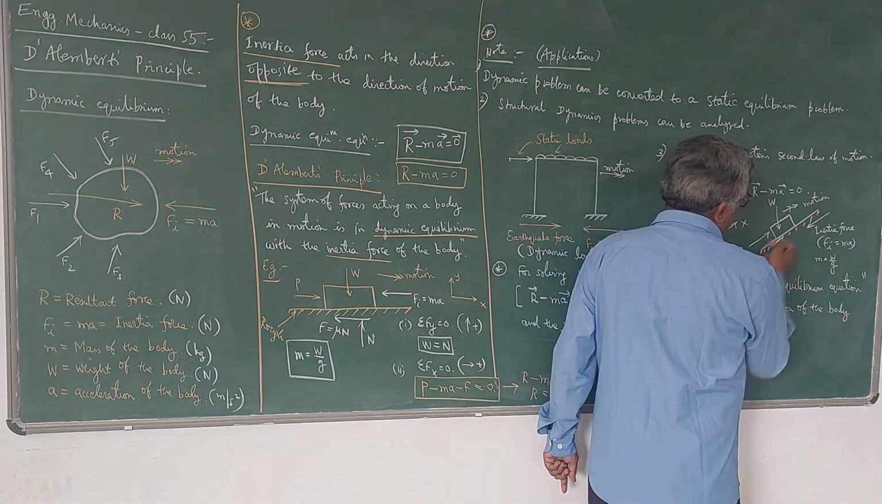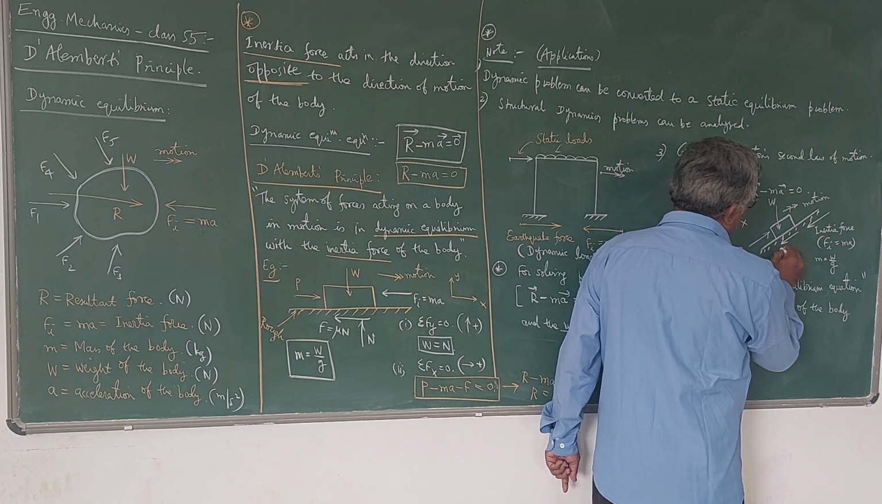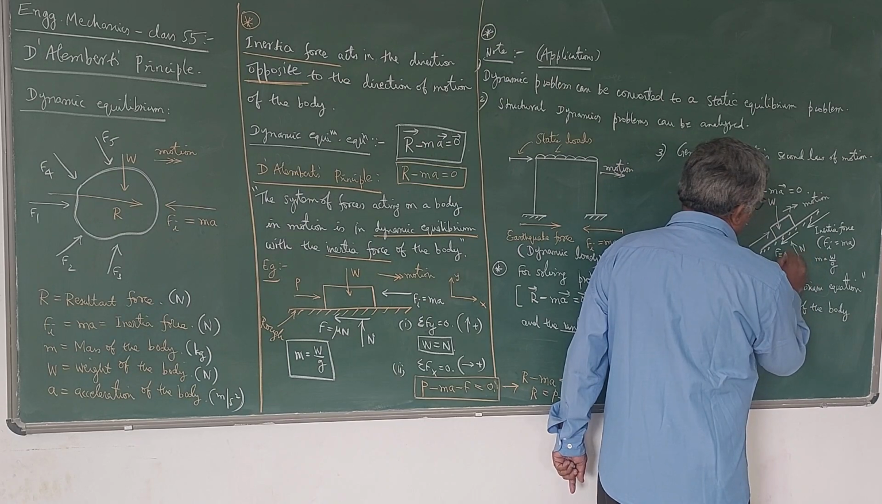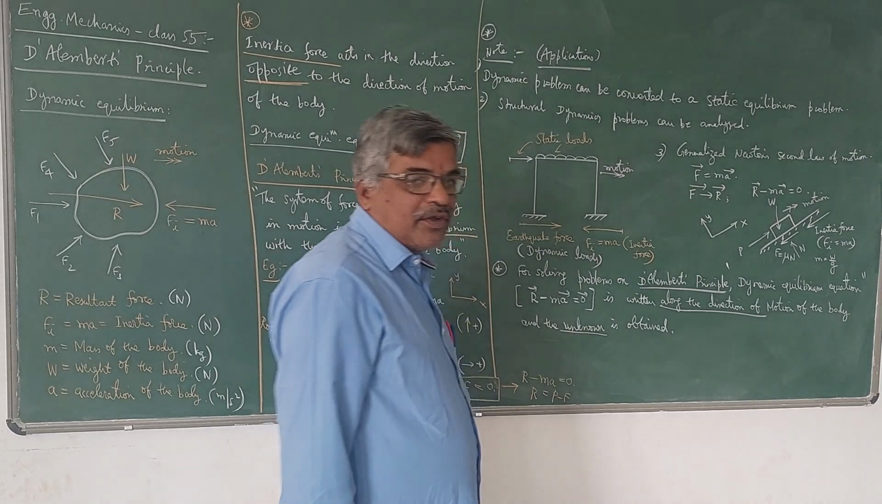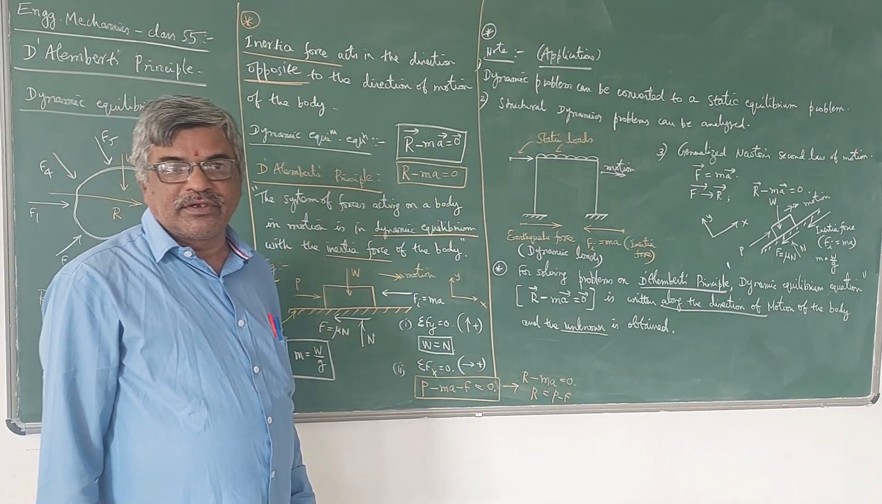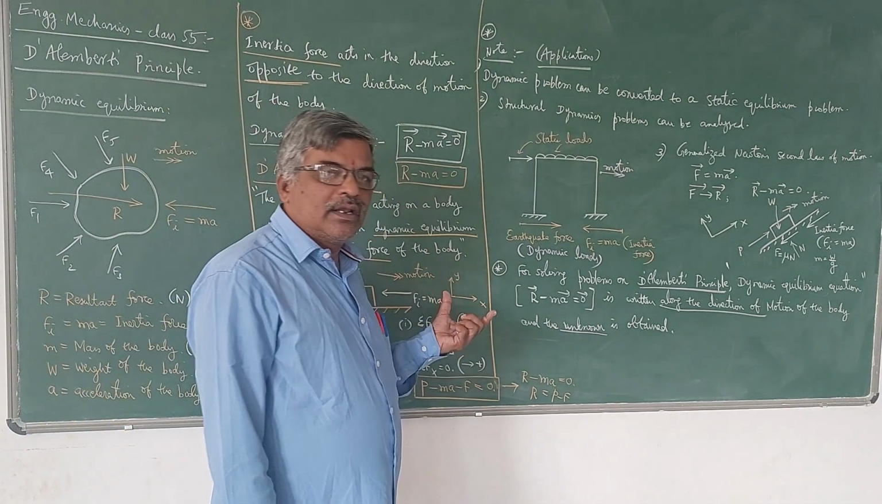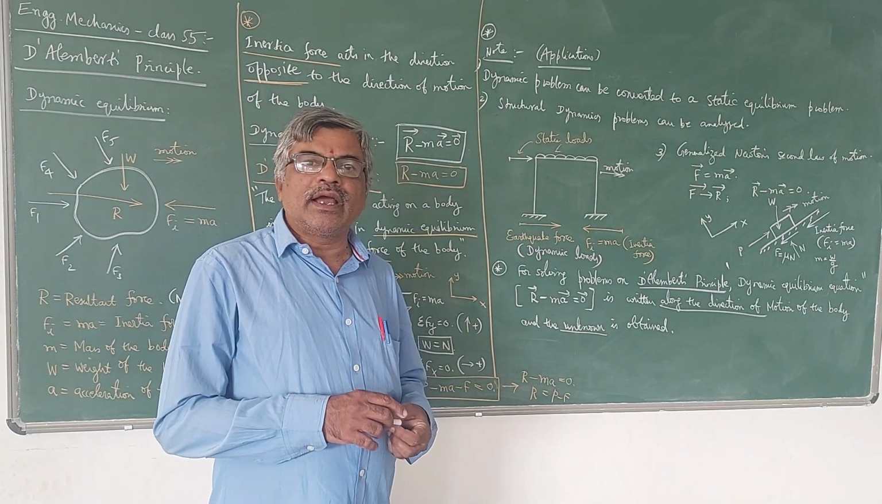Of course, if this inclined plane is a rough surface, then a frictional force also will be there like this, and the normal reaction will be there like this, and the frictional force is given by mu times N. So these are the things you have to keep in mind to solve a problem on dynamic equilibrium. That means, in general, we can say that the D'Alembert principle is used to solve problems on dynamic equilibrium.